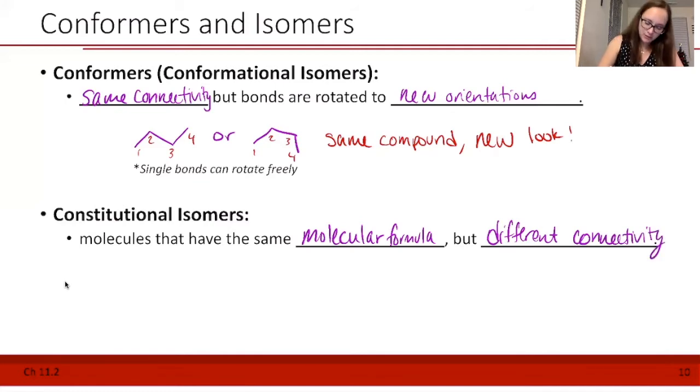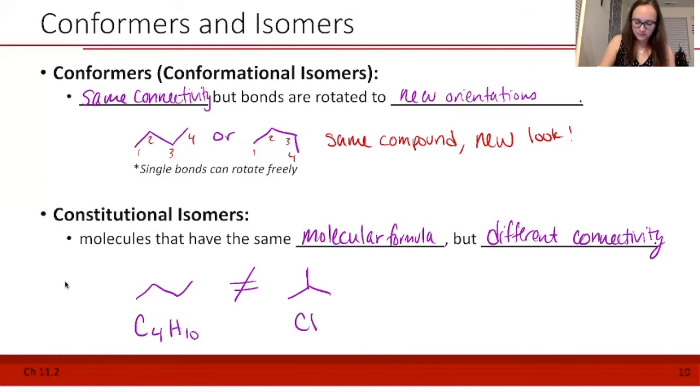So for example, we have our same first molecule here, butane, which is not the same as this other butane molecule. So this is not butane anymore. That's not the name of it. It is a butane because it has 4 carbons, but it's not called the exact same thing. So these have the same C4H10. They have the same molecular formula, but they're connected to each other differently. So they are constitutional isomers.